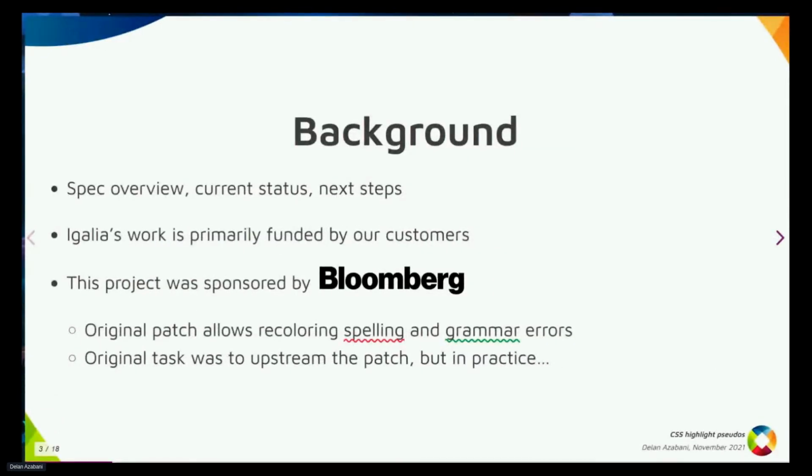So I'll start off with an overview of how the highlight pseudos should work according to the spec. Then I'll go into where we're at with Chromium's implementation. And finally, we'll take a look at the remaining work to be done.